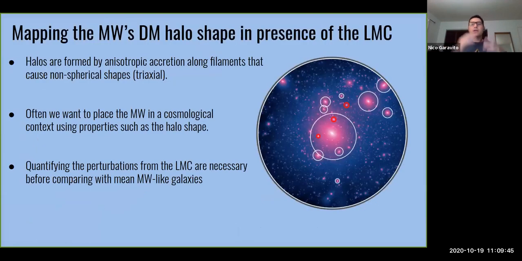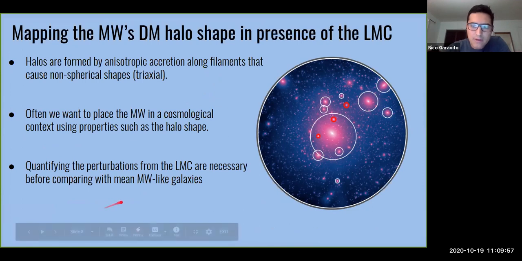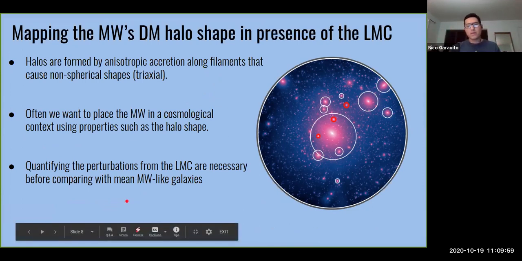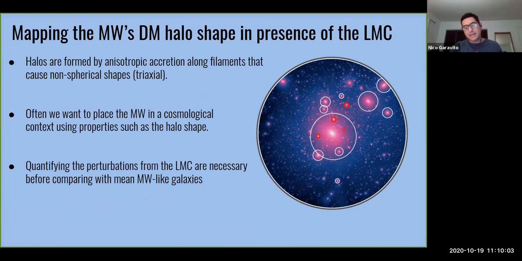Okay, so why do we care about shapes of dark matter halos? We have a very successful model that says galaxies grow through the accretion of other galaxies. That accretion is not isotropic; it comes through filaments. What this causes is that the shape of the host halo is not going to be spherical, it's going to be triaxial. So basically, the shape of the halo has information about this accretion history.